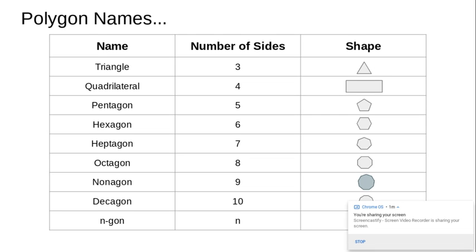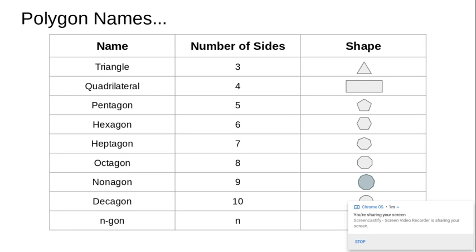So you're probably pretty familiar with most of your polygon names, but just as a reminder, anything with 3 sides is a triangle, which is our chapter we just finished. Anything with 4 sides, it does not have to be a rectangle. Anything with 4 sides is a quadrilateral. Anything with 5 is a pentagon, 6 a hexagon, 7 a heptagon, 8 octagon, 9 nonagon, 10 decagon.